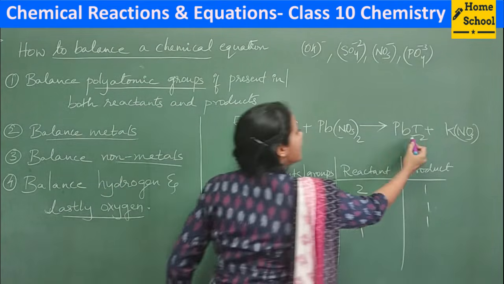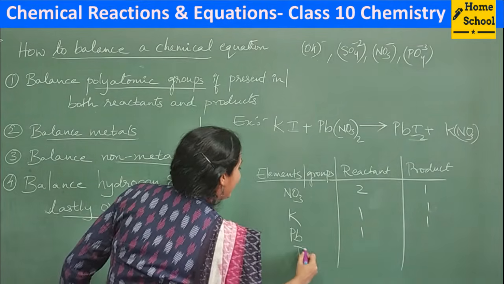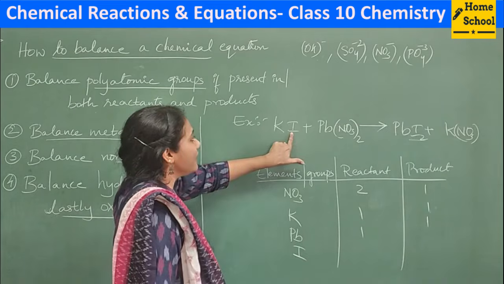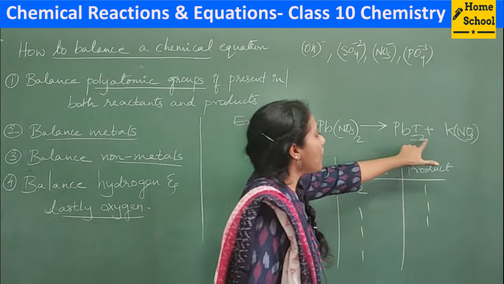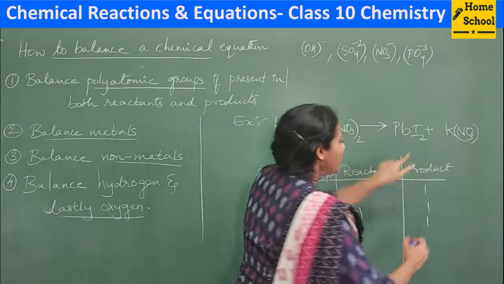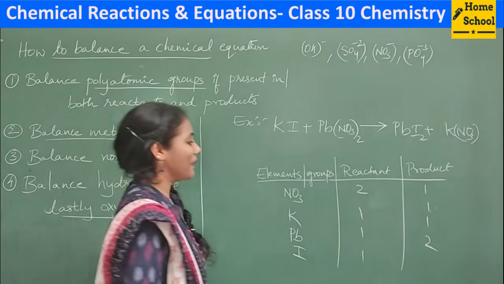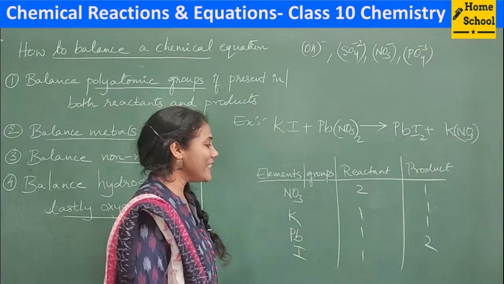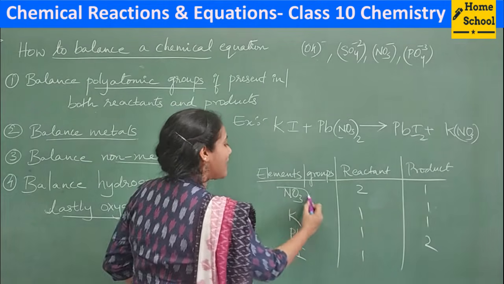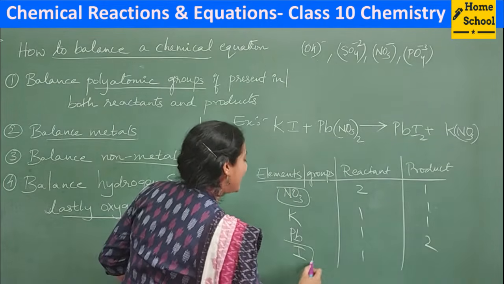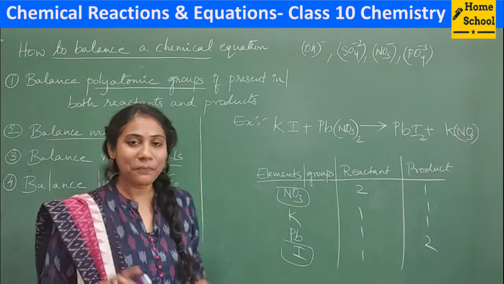Now, which is the other element? Iodine, I, is there. How many I's in the reactant side? Only 1 I. How many I's in the product side? You see I2. That means 2 iodines are there. So what do you understand from this information? Nitrate ions have to be balanced. Iodine atoms have to be balanced, isn't it?